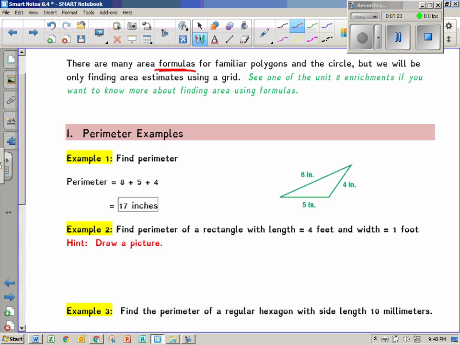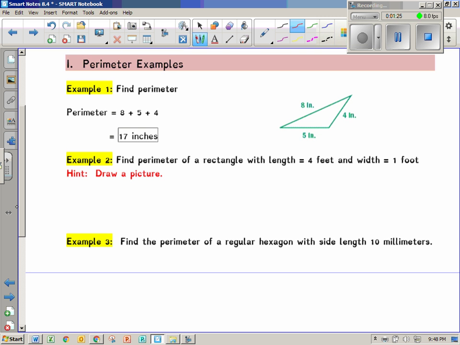So part 1, perimeter. Hopefully you already are familiar with the term perimeter. It's the distance around a polygon or any real two-dimensional figure. So I've done an example for you there. It's really pretty simple. The only way to miss it, you would think, is just adding incorrectly.